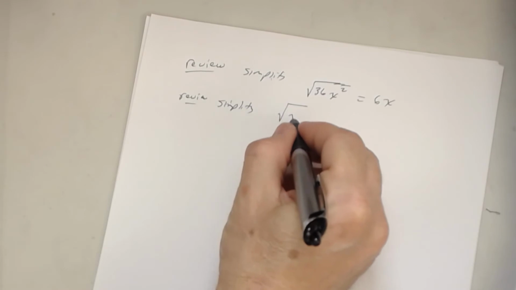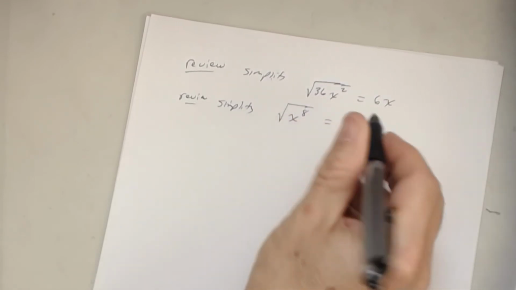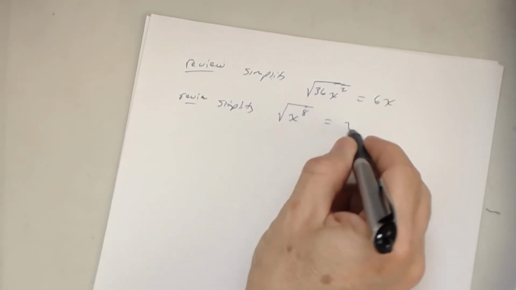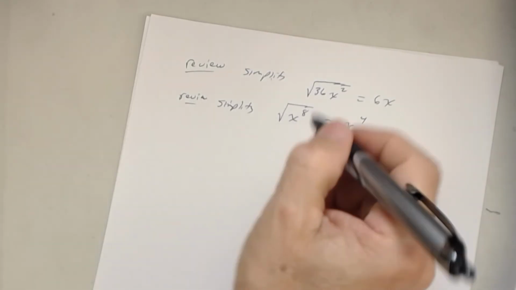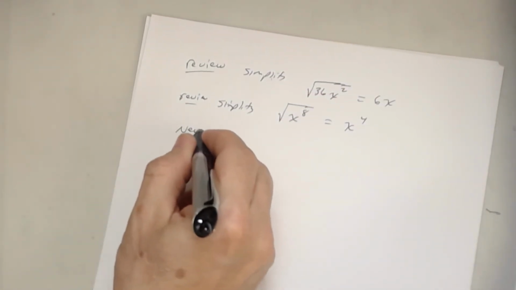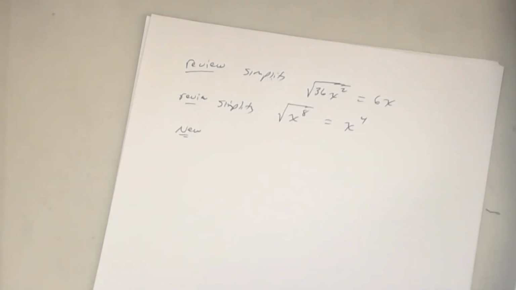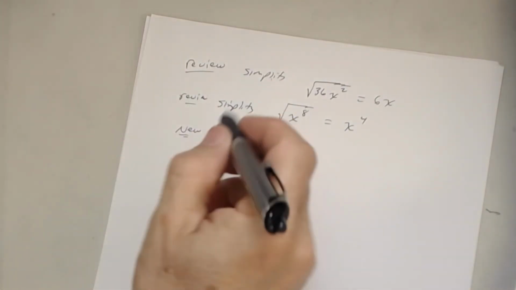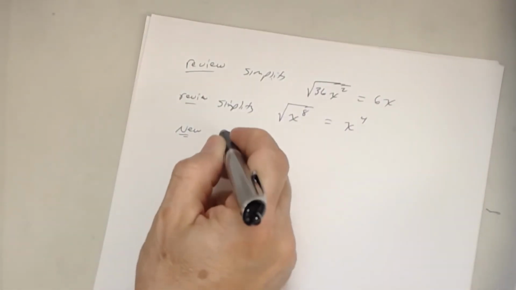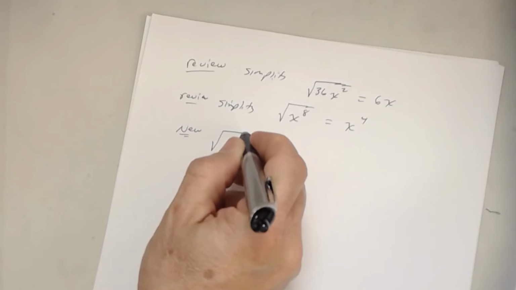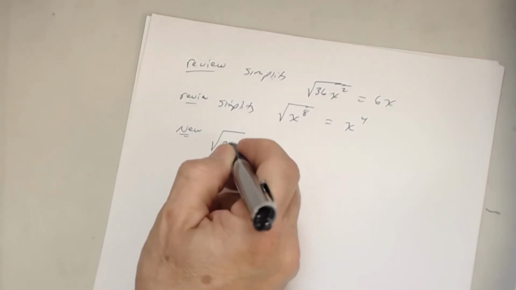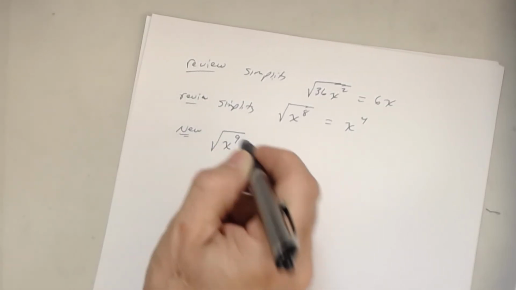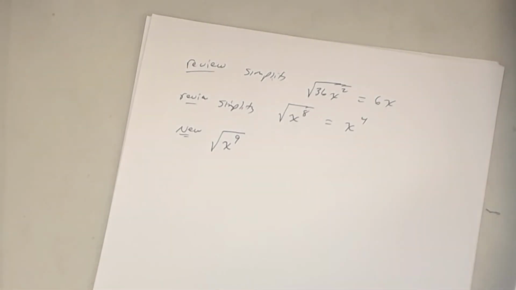Square root of x to the 8th. X to the 4th. All right, now, the new stuff. We're almost out of time, but I want to do a couple more before we're done. The square root of x to the 9th. It's not as easy as the other ones, right?